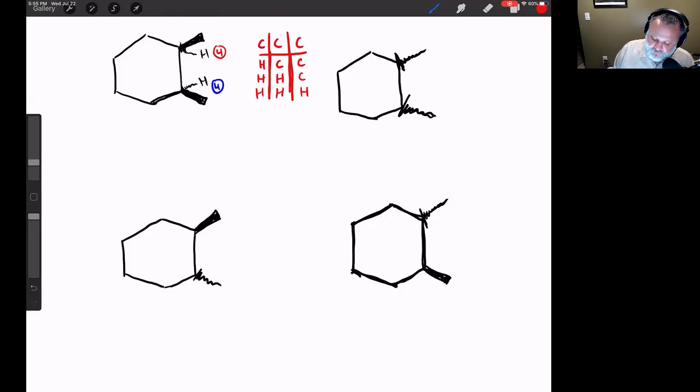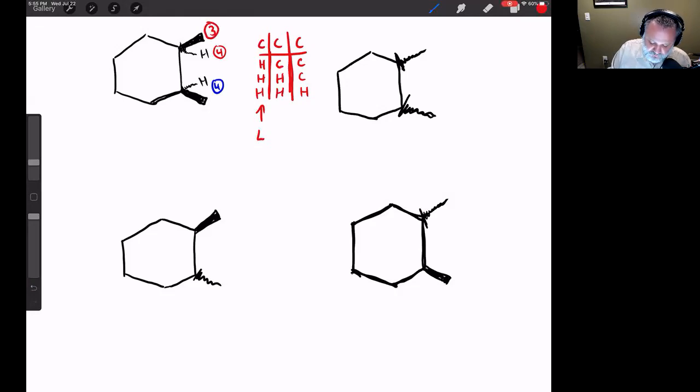And so now we're able to break the ties with just one list. We see that in the first column and the second column, the carbon beats all of the hydrogens in the first column. So this one is now the lower priority. It's going to be priority number 3. And now we can look at the other two.